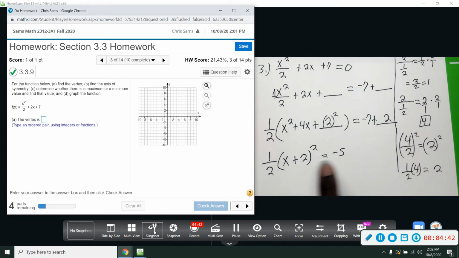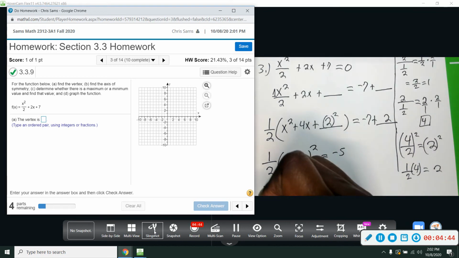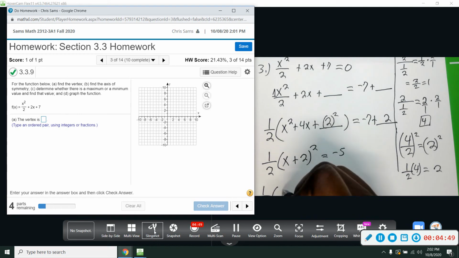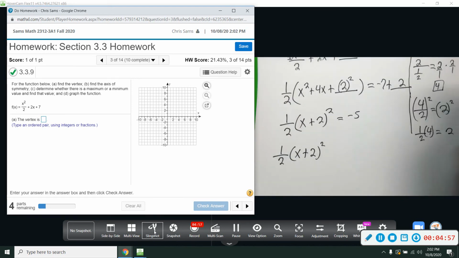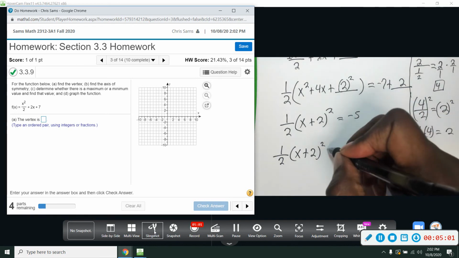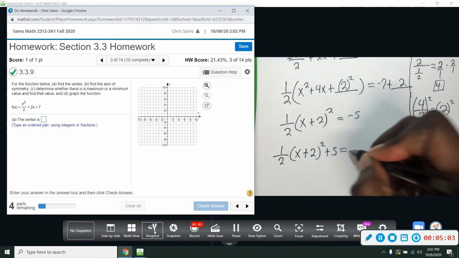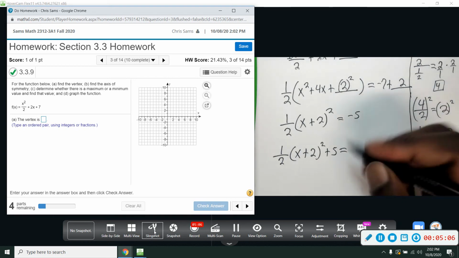And I'm going to add 5 and move it over to this side. So my final form, so I'll have it in vertex form now, is 1/2 x plus 2 squared. Sorry, I said that wrong, and I'm running out of room here. So 1/2 x plus 2 squared, add the 5 over, so plus 5 is equal to 0, or f of x.